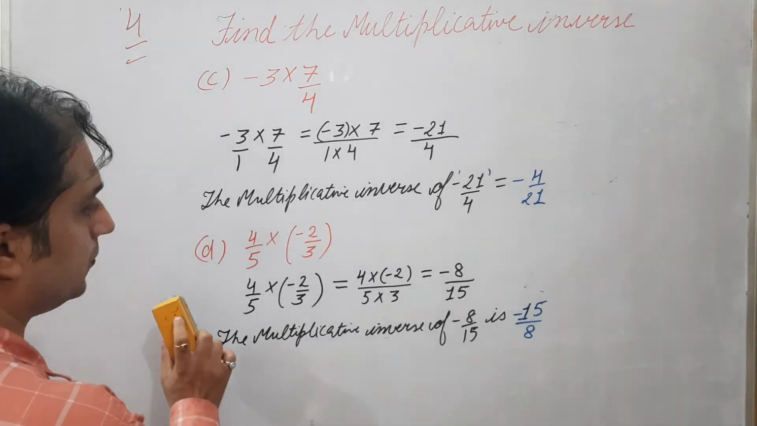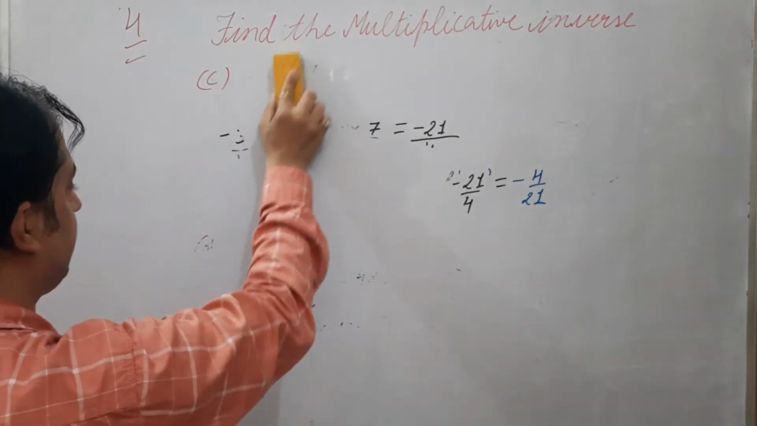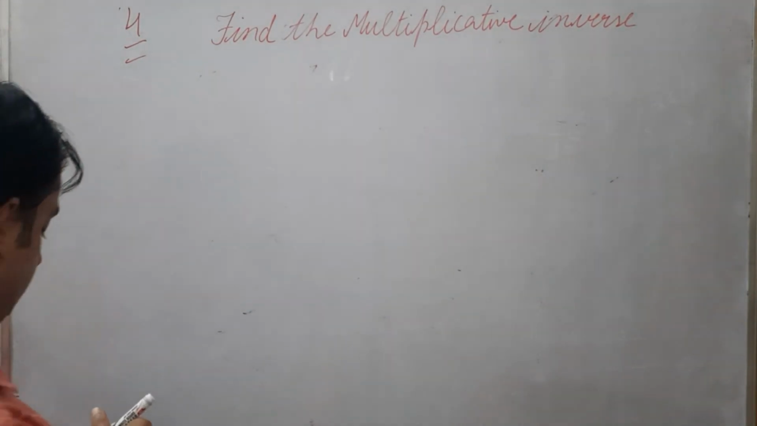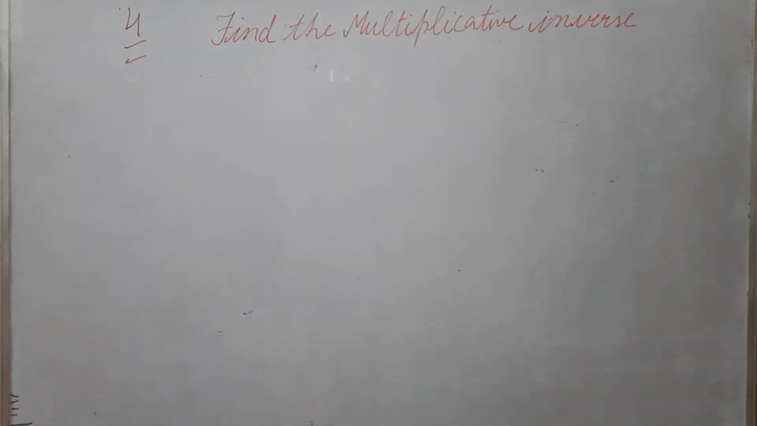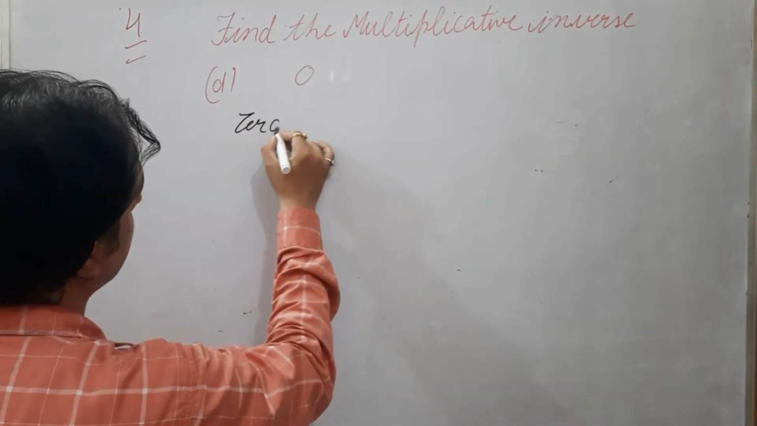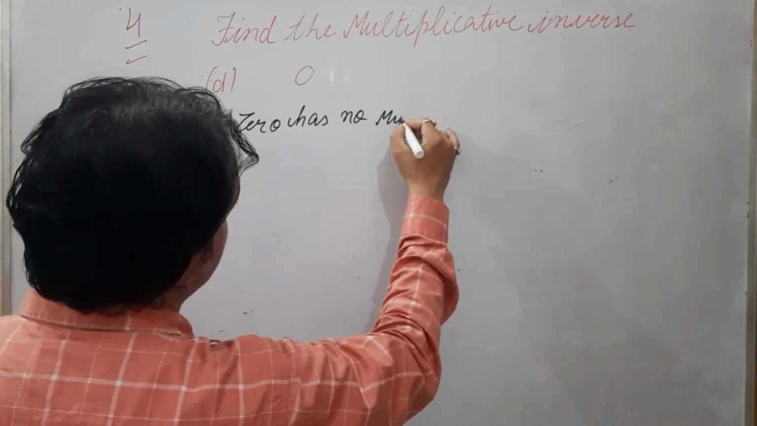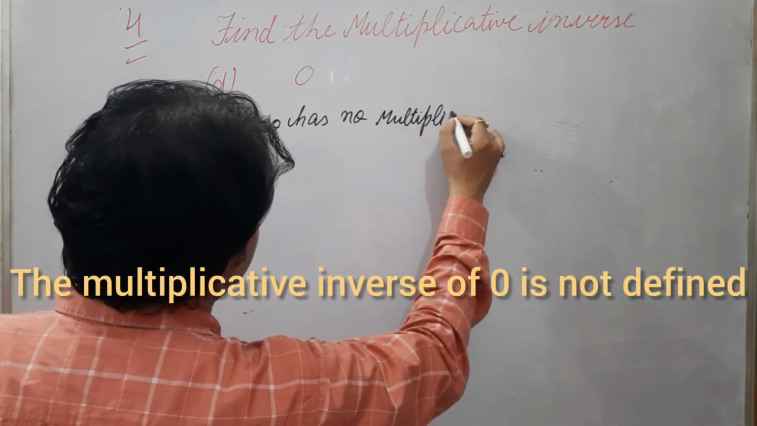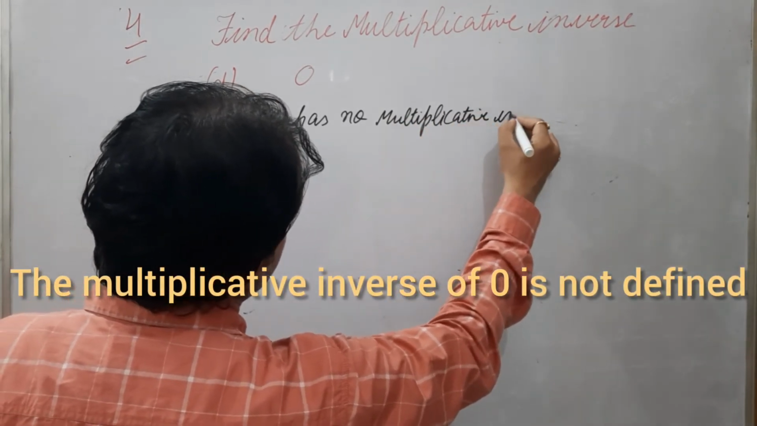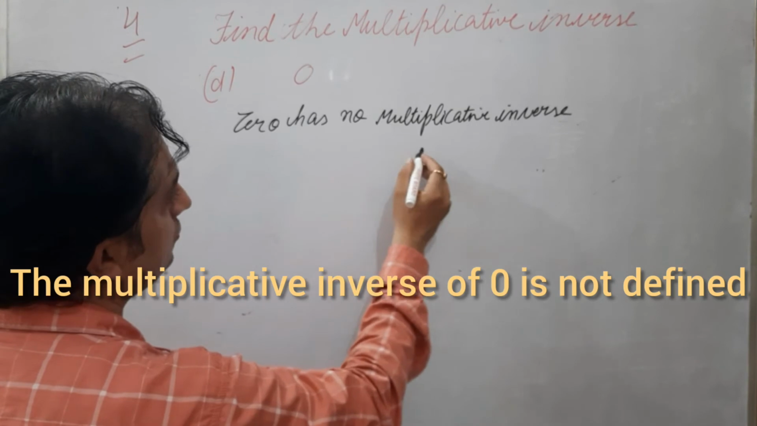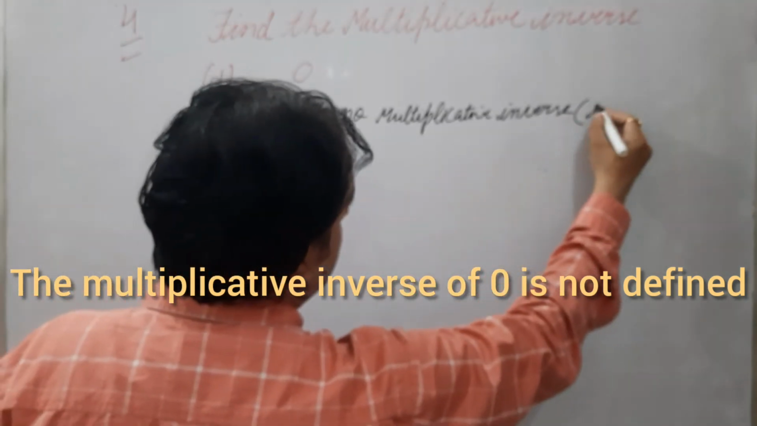If I have a number 0, then I have to take the multiplicative inverse. Multiplicative inverse of 0 does not exist, means 0 has no multiplicative inverse, or you can say it has no multiplicative inverse or reciprocal.